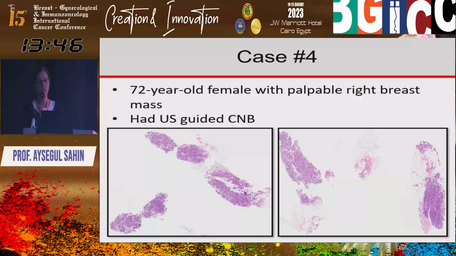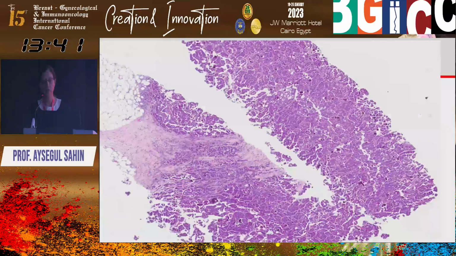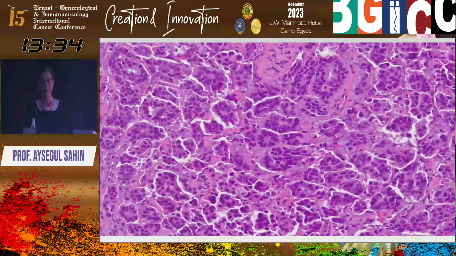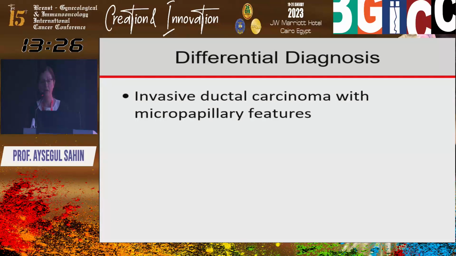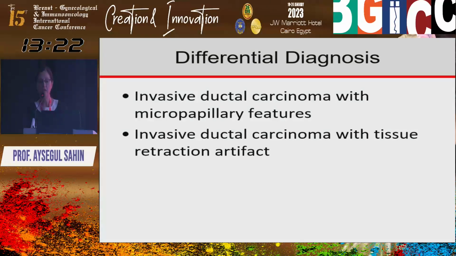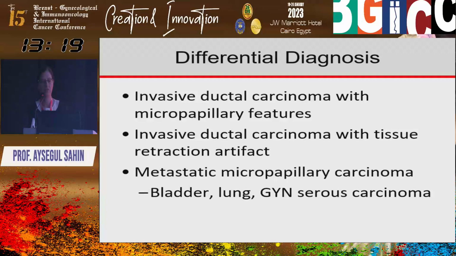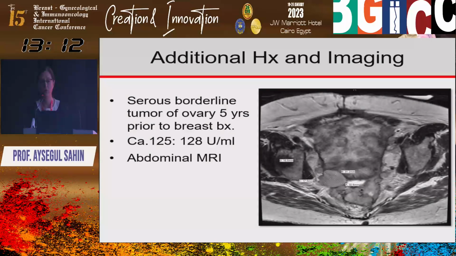Another case, a 72-year-old female with a palpable right breast mass. She had an ultrasound-guided core biopsy, and it is associated with microcalcifications and a papillary serous looking tumor, intermediate grade. And in this, the differential diagnosis is definitely invasive ductal carcinoma with micropapillary features, invasive ductal carcinoma with tissue retraction artifact, or metastatic micropapillary carcinoma from GYN, lung, or bladder origin.